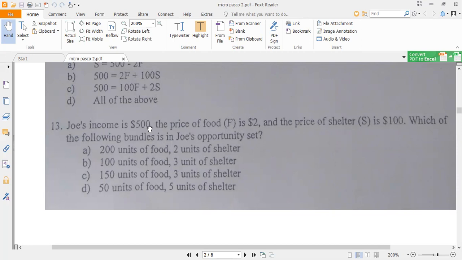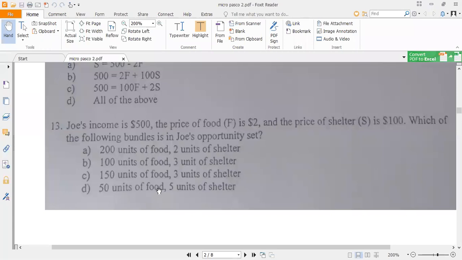Okay, but let's choose 150 units of food. If you choose 150 units of food, times 2 is what? That one too would give us 600. But if you go for B, 100 units of food should give us 200. Okay, 200. And then for shelter, the price times this quantity, when we add it, should give us 500. So when the person goes for bundle B, then it's within the opportunity set.